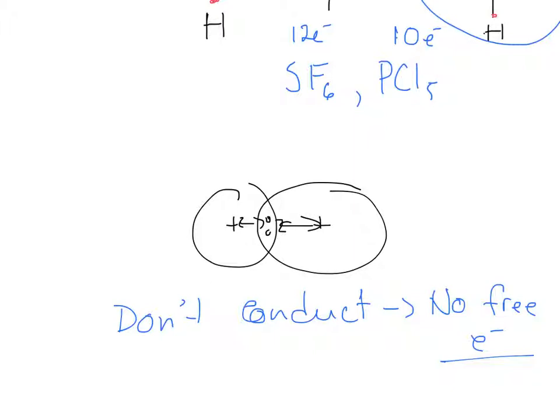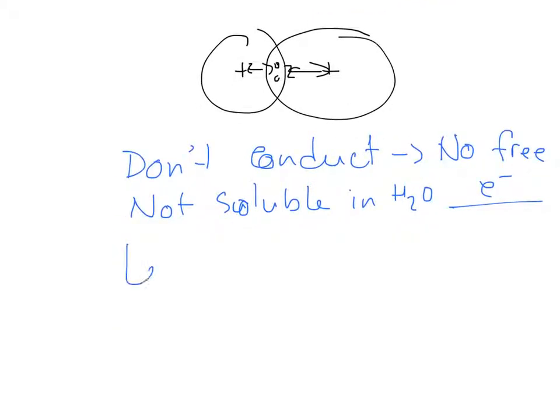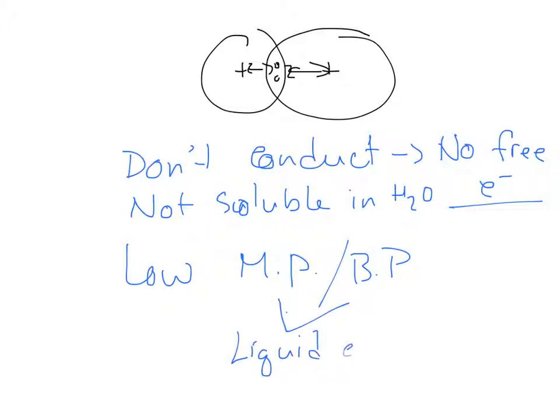They also are not soluble in water, so they don't dissolve. And they tend to have low melting points and low boiling points, which is why they are liquid or gas at room temperature. Because they're liquid or gas at room temperature, they're the ones we see a little bit more, like the ones in the air, and the ones we're more familiar with.